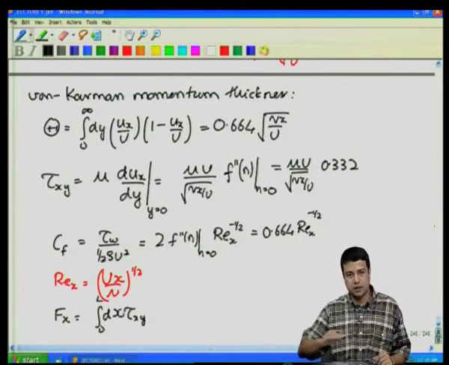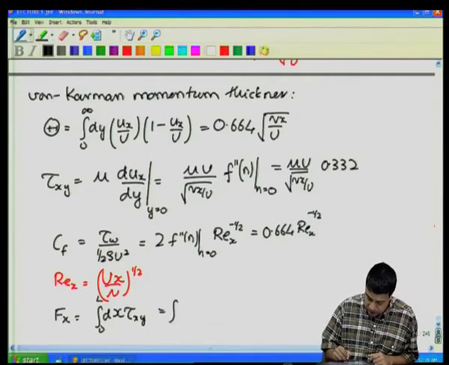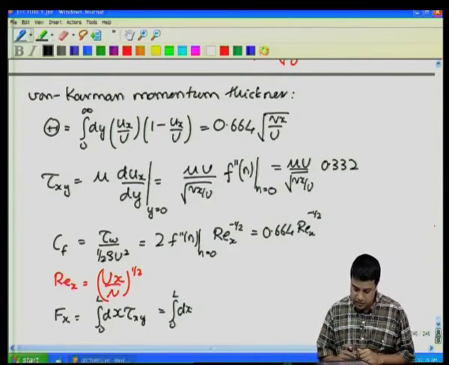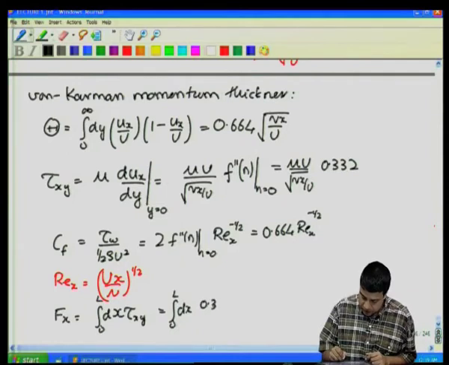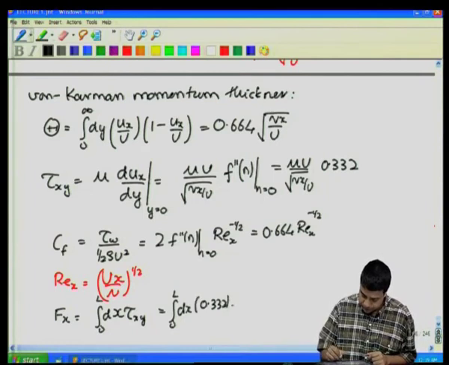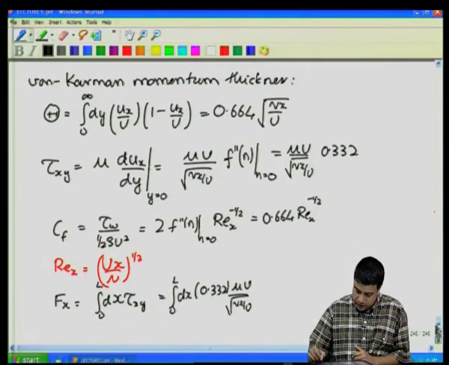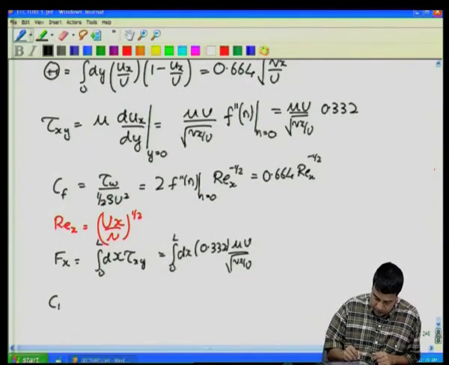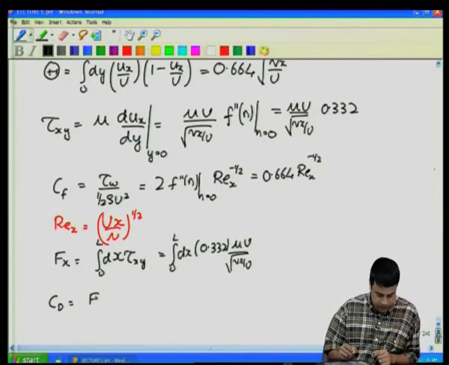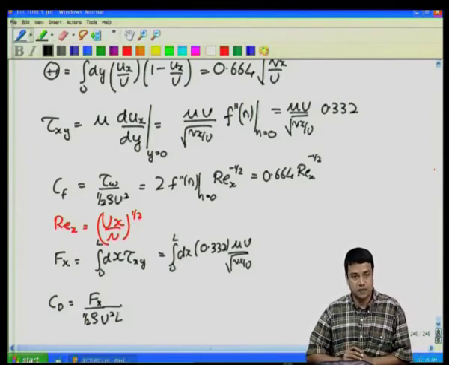Integral of the stress along the streamwise coordinate gives me the total force. So, this is equal to integral 0 to L dx times the shear stress, which is basically, let me just write in terms of 332. And then you can define the drag coefficient, C_D, equal to the force in the x direction divided by half rho u squared L. That is the traditional definition of the drag coefficient.